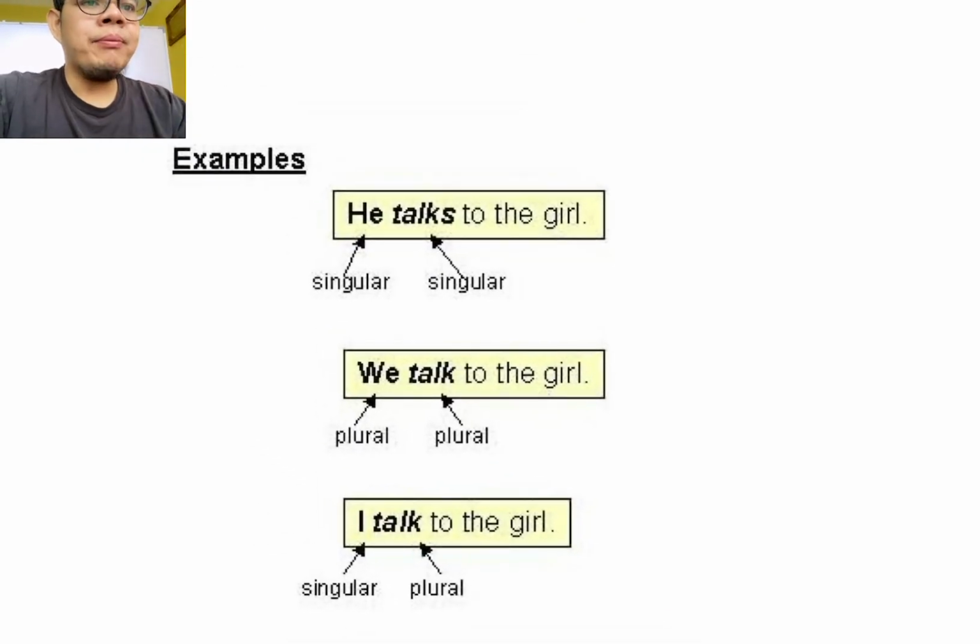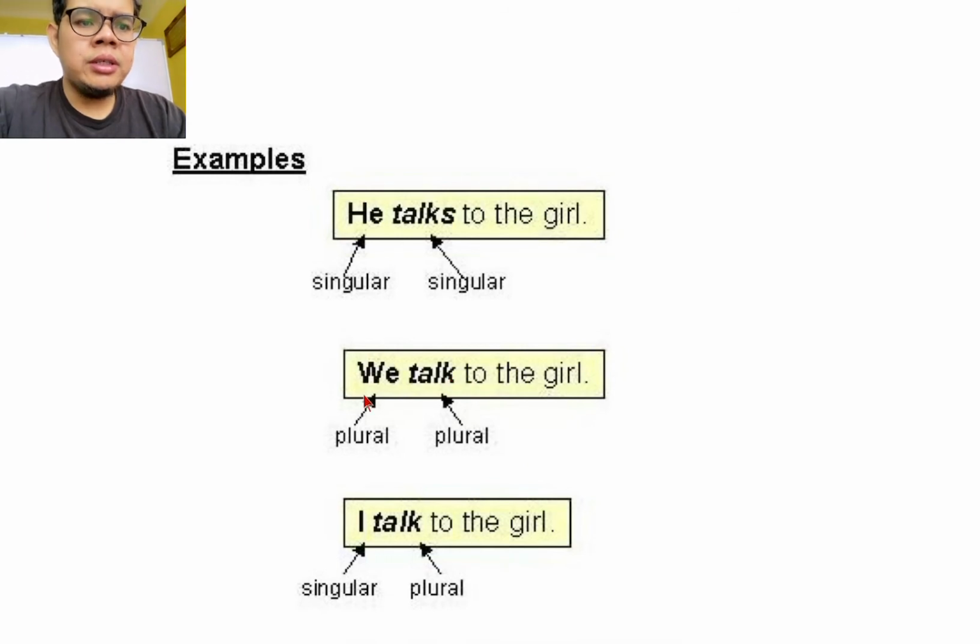Okay, now let's take a look at the second example. It's the same thing. So look here, he talks to the girl. Why do we put S at our verb? Kenapa kita letak S dekat verb ni? Because he is singular. He ni singular. Okay. Same goes to here. Why we don't put S at the verb here? Because our subject is plural. We, kami. We talk to the girl.